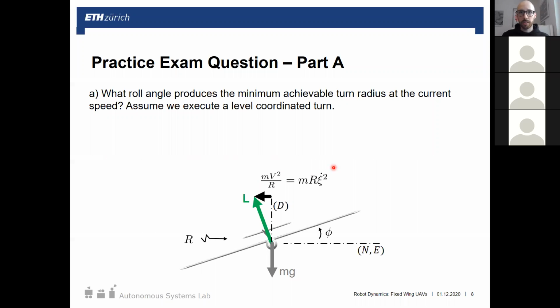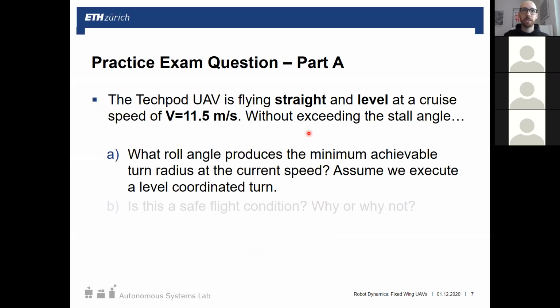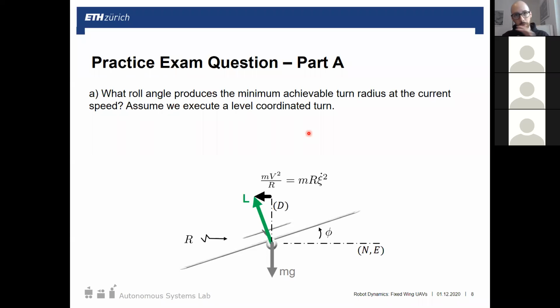So to remember from the last slides, we had a little figure like this. The main thing here is that if we have a coordinated turn, and we said we're level, so we're staying at one altitude. We also said specifically in the question here that we have a defined airspeed. So this airspeed shouldn't change. So with all these assumptions, the only way we can maintain that altitude, compensate gravity down here, and try to get the minimum achievable turn radius.